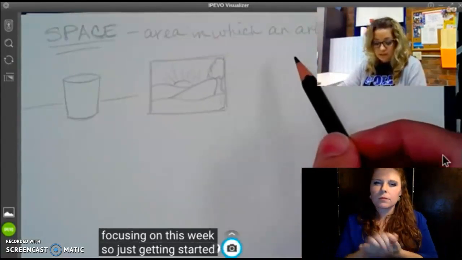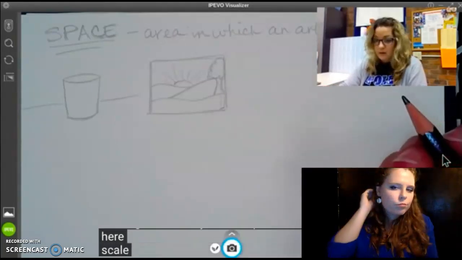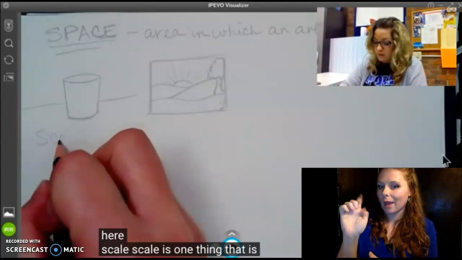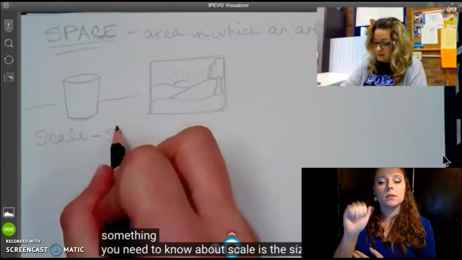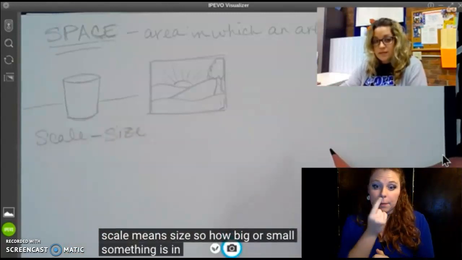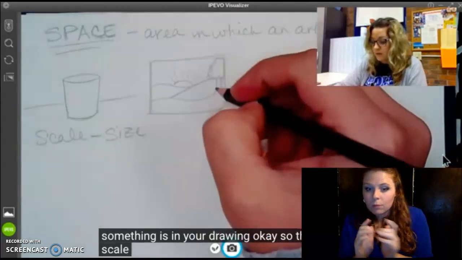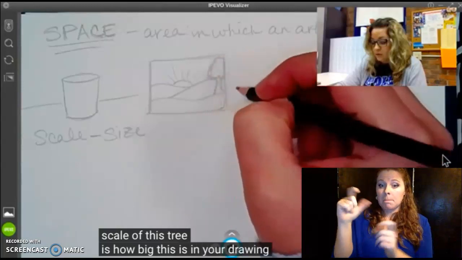So just getting started today, what kind of things do I want you to keep in mind here? Scale. Scale is one thing that you need to know about. Scale is the size. Scale means size. So how big or small something is in your drawing. Okay, so the scale of this tree is how big this is in your drawing.